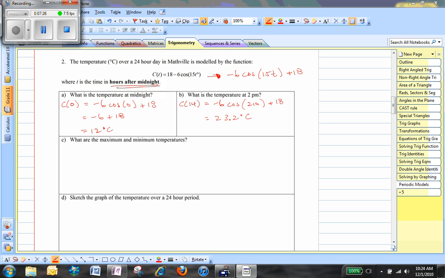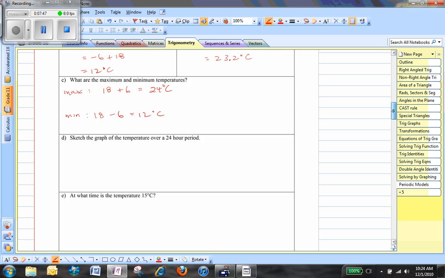Now if I want the maximum and minimum temperatures, the maximum: if the principal axis is 18 and it goes as high as 6 and as low as -6, I add 6 to get 24 degrees Celsius. And that's 18 minus 6, which is 12 degrees Celsius. So I know that my temperature fluctuates between 12 and 24.